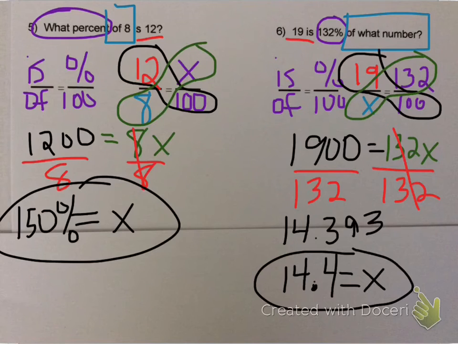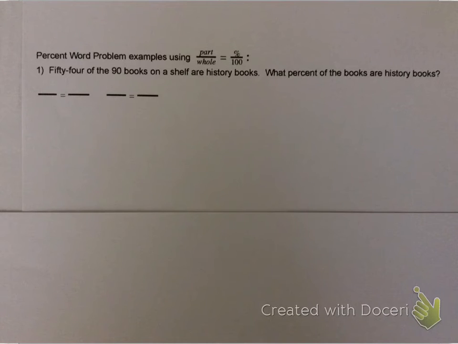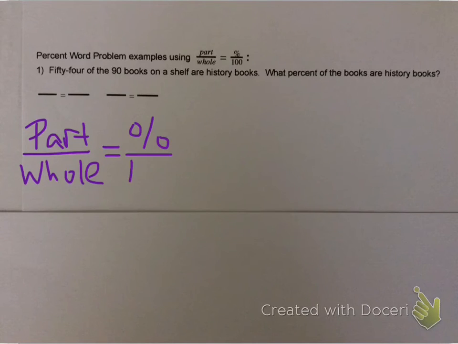Okay, so those are the basic is over of, using is over of equals percent over 100. Now we're going to use the part over whole on the next few. It makes a little bit more sense on these word problems when you have them using part over whole. So the next one says 54 of the 90 books on a shelf are history books. What percent of the books are history books? So thinking here, we're going to use part over whole. Part over whole equals percent over 100. That's what you're going to write for your first proportion here.